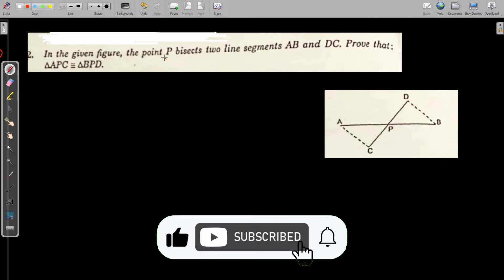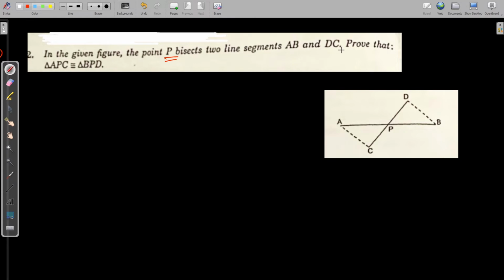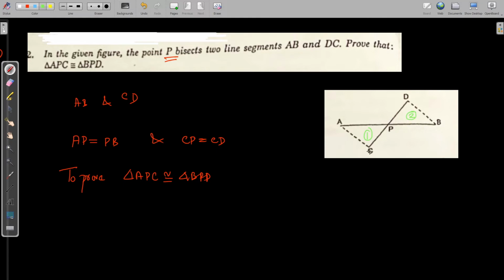It's given in the given figure, P bisects the two line segments AB and DC. Now if P bisects, that means what? P should be the midpoint of the lines AB and CD. That means AP will be equal to PB and CP will be equal to PD, because the point P bisects these two. So we have to prove triangle APC is congruent to triangle BPD. Okay, now let's consider. First, we have this triangle 1 and triangle 2. First, let's see what things are equal.